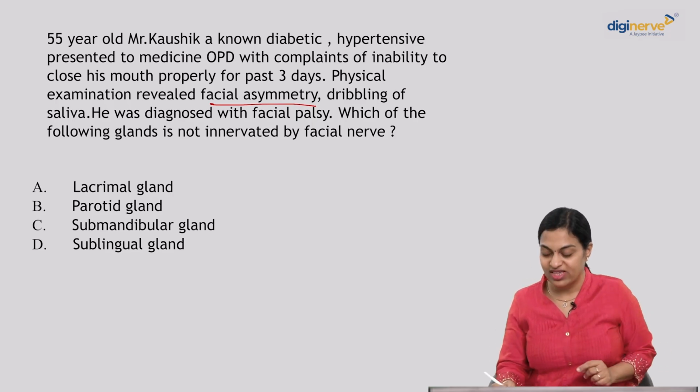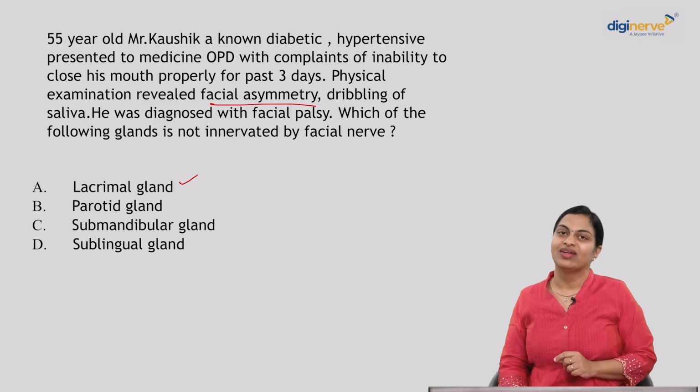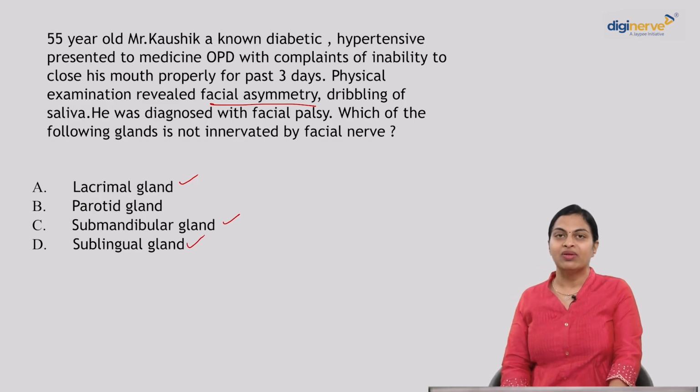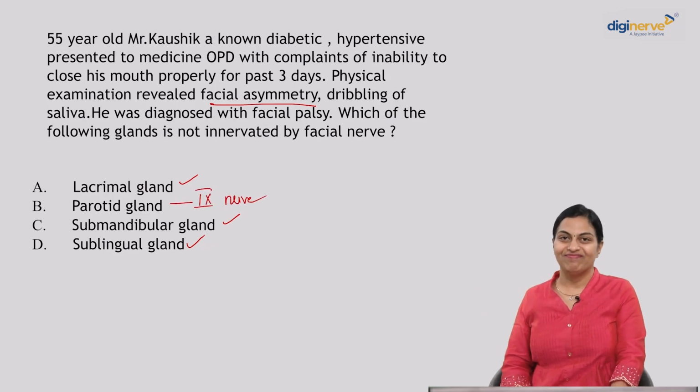Okay, we saw, right, general visceral efferent. Facial nerve innervates the lacrimal gland, lacrimatory nucleus. It also innervates the submandibular and sublingual gland. Parotid gland is innervated by glossopharyngeal nerve.